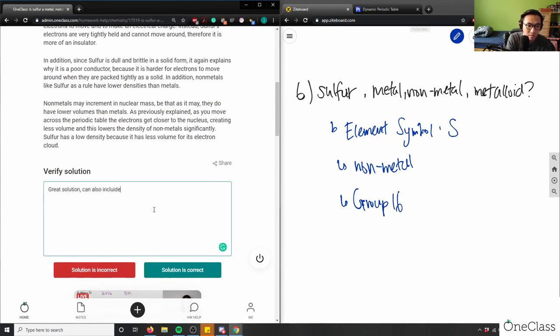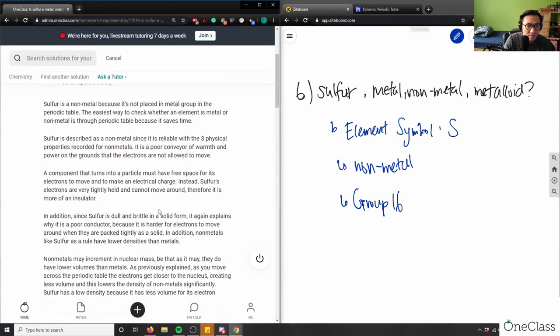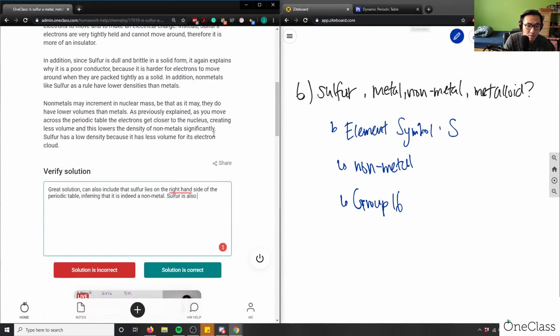It can also include that sulfur lies on the right hand side of the periodic table, hinting, basically inferring, that it is indeed a non-metal. Sulfur is also, did they say gas at room temperature? No. Sulfur is also a gas at room temperature, meaning that it cannot be a metal. So the solution here is correct.